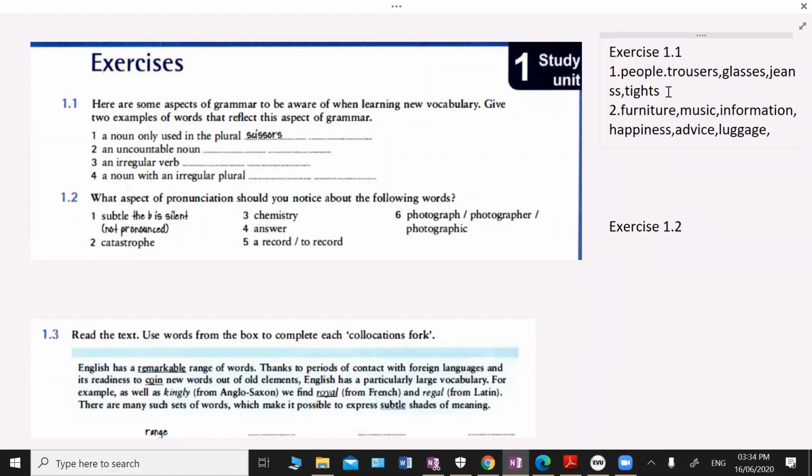And then the next one, an irregular verb. Let's give a few examples of an irregular verb. Can you give me a few examples of an irregular verb?